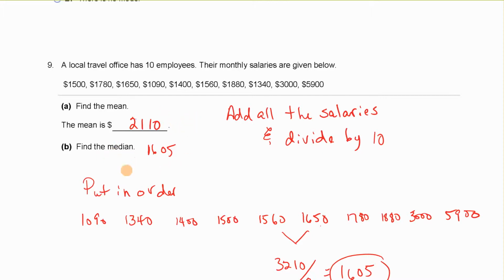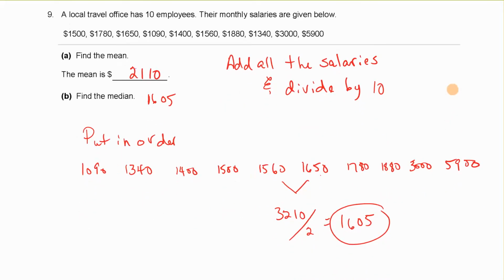And then find the median. We needed to put them in order, which I did. Hopefully I did that right. And we have an even number, 1, 2, 3, 4, 5, 6, 7, 8, 9, 10. And so we take the middle 2, and you have 4 on either side. You take the middle 2, add those, and divide by 2. So we're finding the mean of these two. It is 1605, so that is our median. So that's some practice with frequency distributions.